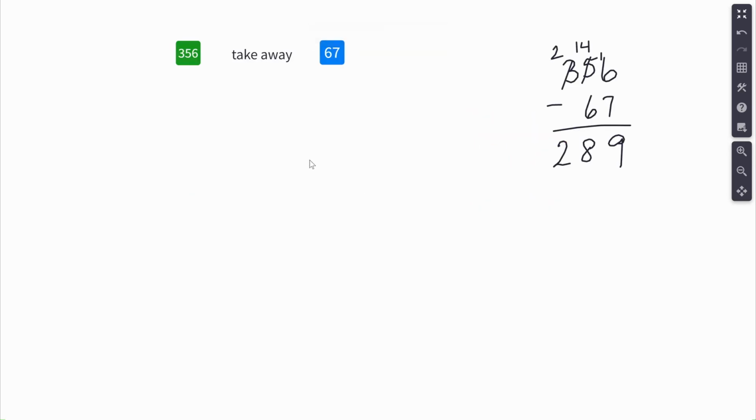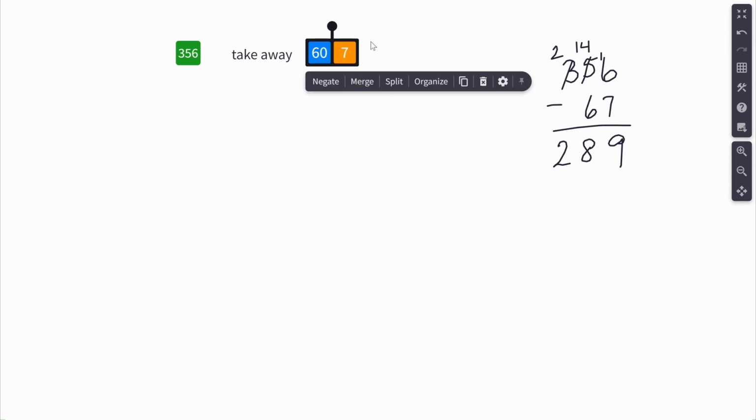So let's visualize this regrouping here. Let's think about the subtraction in terms of taking away. So I have 356 and I want to take away 67. Let's think about it: 67 is really 60 plus 7. So I need to take away 60 and 7 ones.